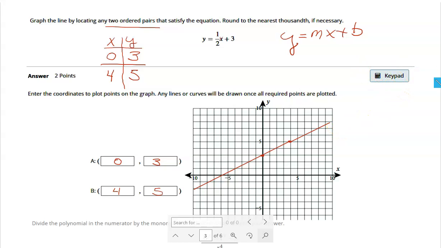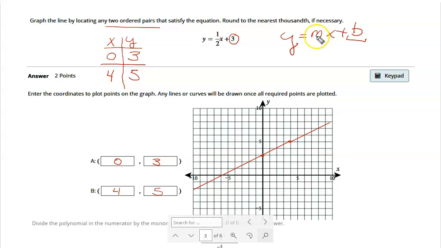Now, while we're here, let's review the other method of graphing. We said our b value, when it's in this form, is the y-intercept. That is, where the graph will cross the y-axis. And it crosses it at 3. 1, 2, 3. Look at that.